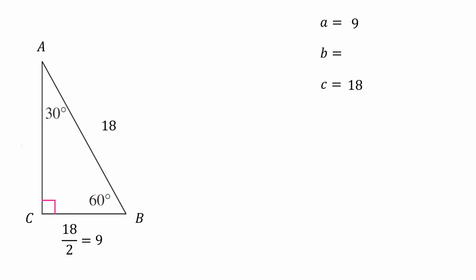How do I find the longer leg? I multiply by root 3. And notice I really don't have to do anything other than put the root 3 right after the 9. Right? Don't grab a calculator. We want exact values.